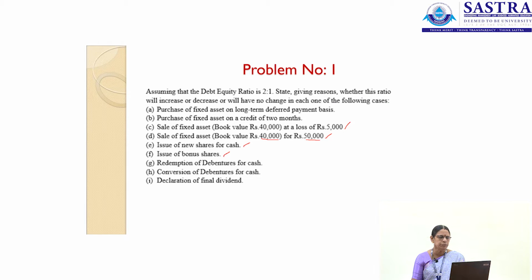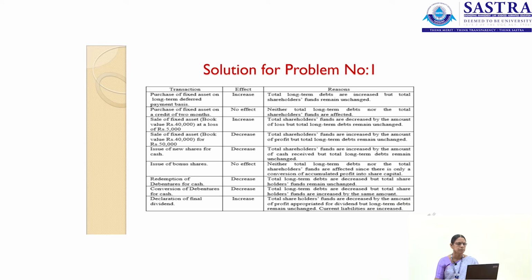Redemption of debentures for cash. Redemption here means repayment of debentures for cash. Next is conversion of debentures for cash. So, we are converting the debentures and we are paying it for cash. Then declaration of final dividend. Now, we shall see how all these transactions will have an impact on debt equity ratio.